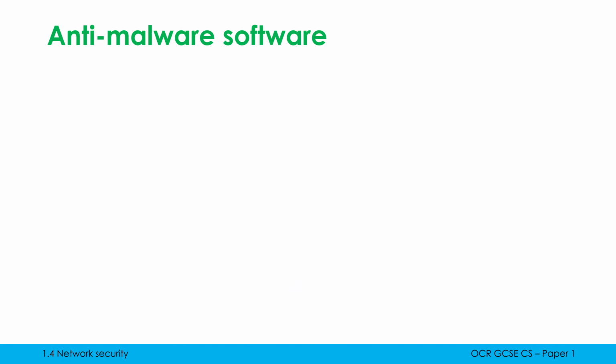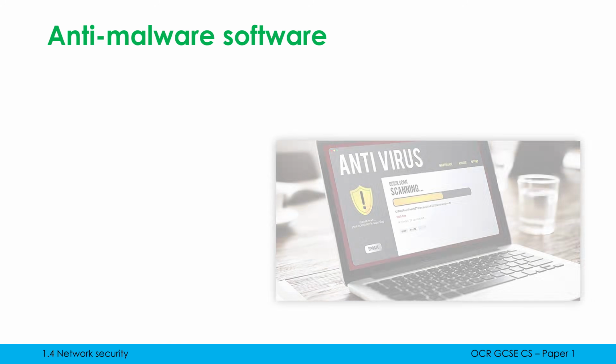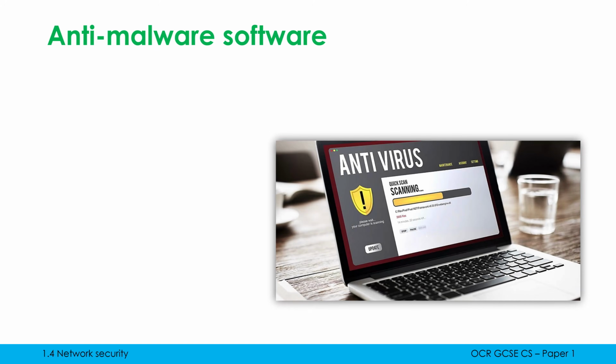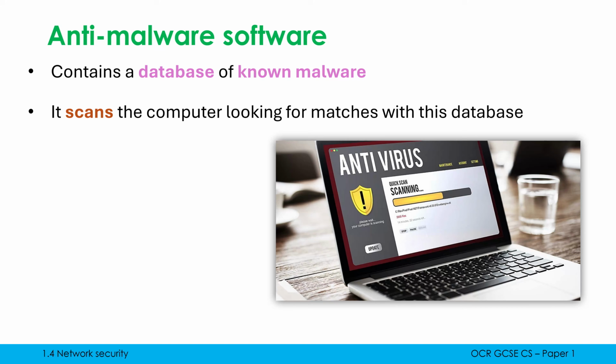The main prevention method is anti-malware software, also often called antivirus software, just because viruses are the most well-known example of malware. Anti-malware software works by containing a database of known malware. The creators of it are deliberately trying to get their computers infected, so they learn about all the new types of malware which have been created every day. When it's installed, the anti-malware software will scan your computer looking for matches with this database. It might scan periodically, and it might also scan every time you download a new file.